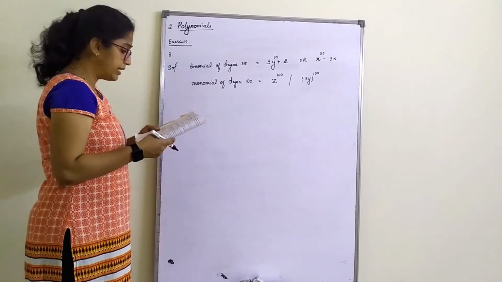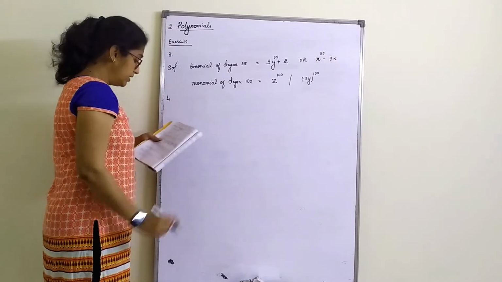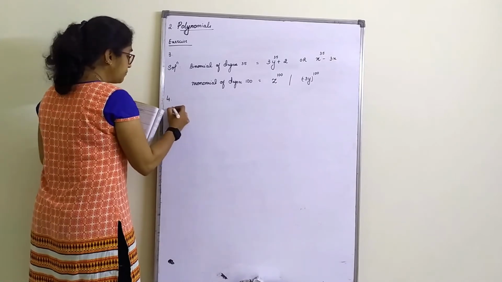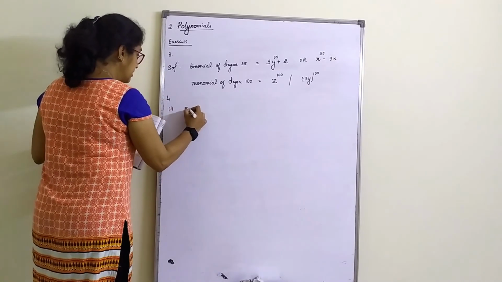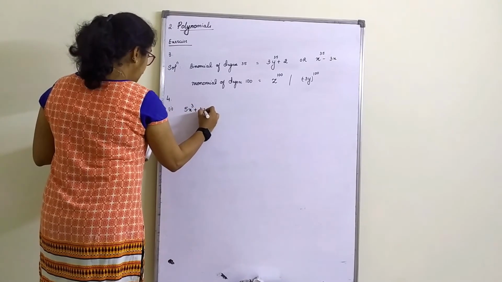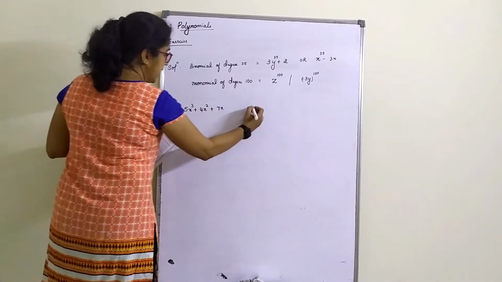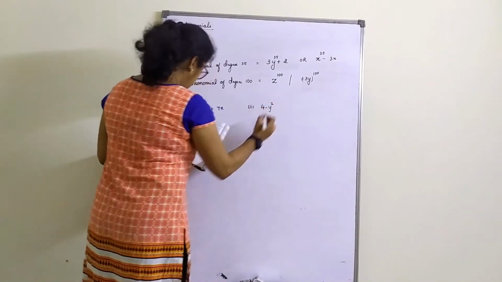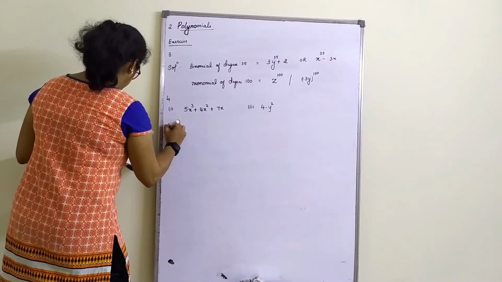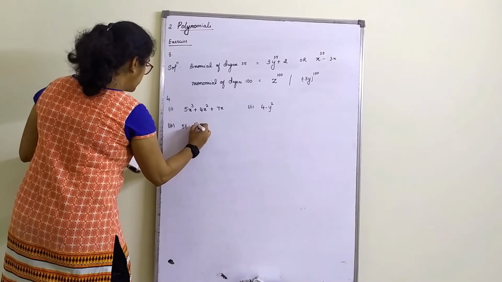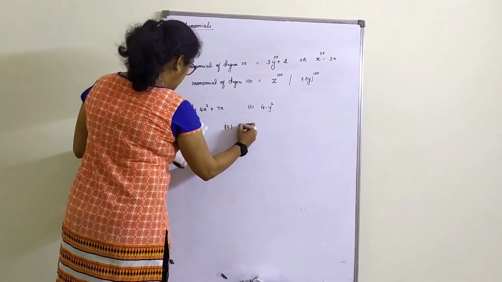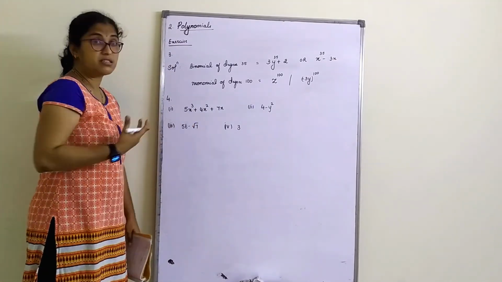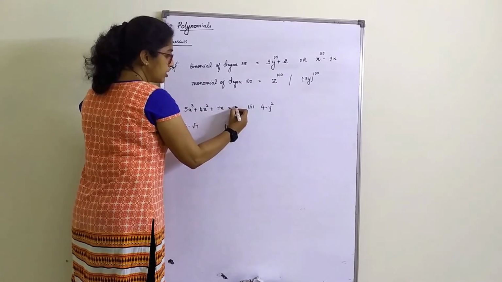That's the third one. Now we'll move to the fourth one. Fourth main: write the degree of each of the following polynomials. Very simple again. So here the first one, the question is 5x cube plus 4x square plus 7x. I'll first finish writing the questions, it will be very easy for us to answer. Third one, 5t minus root 7, and the fourth one is 3. What is the degree of the given equation? The highest degree we choose. The degree of this given equation is 3.